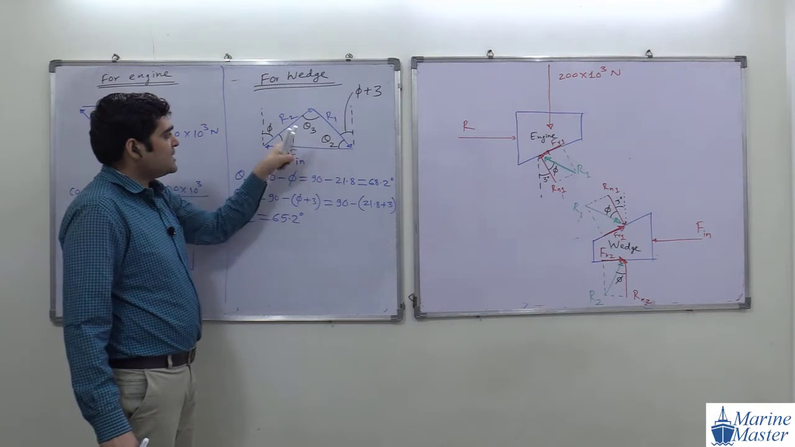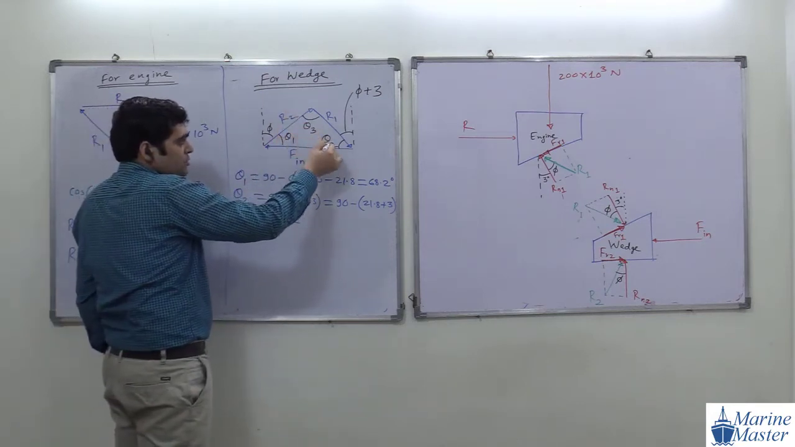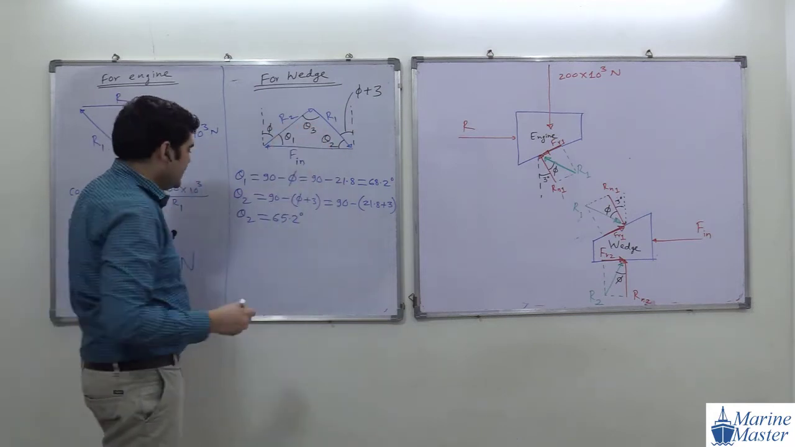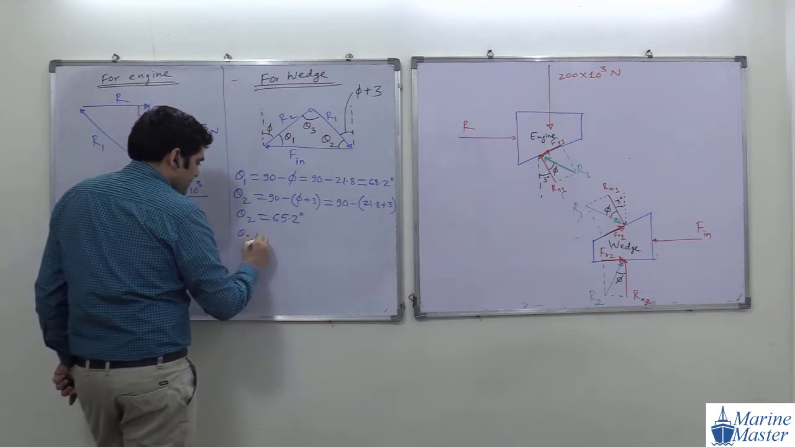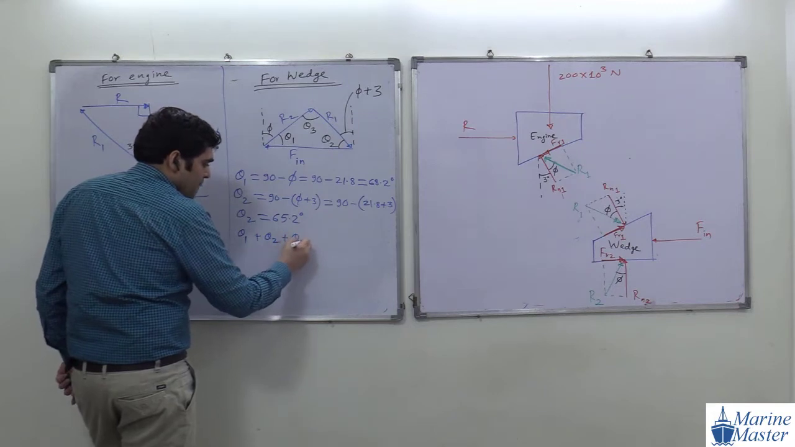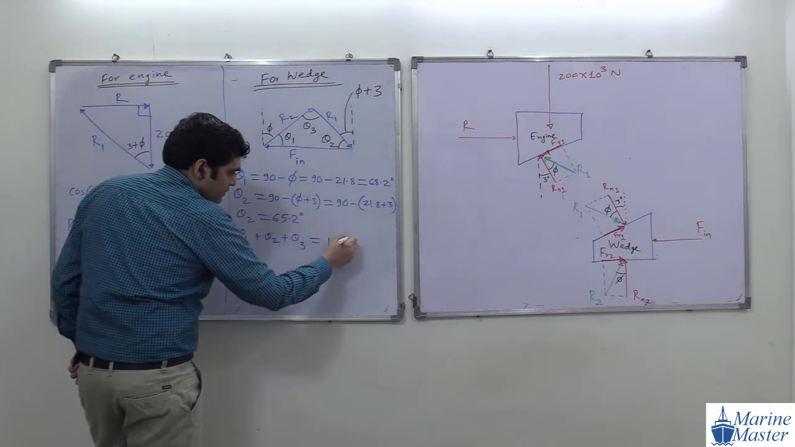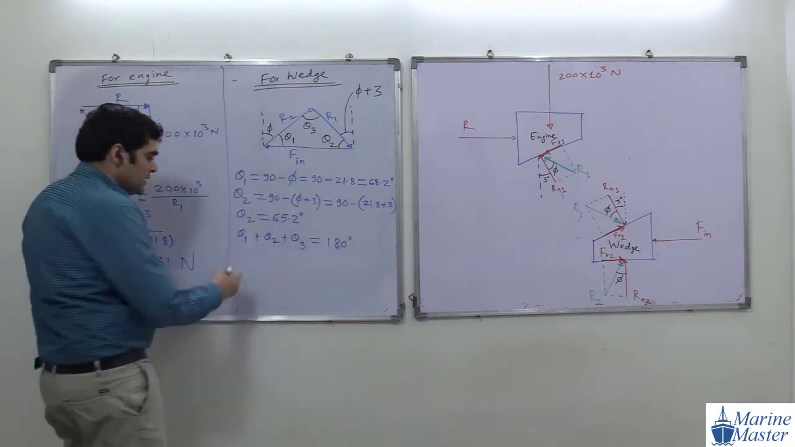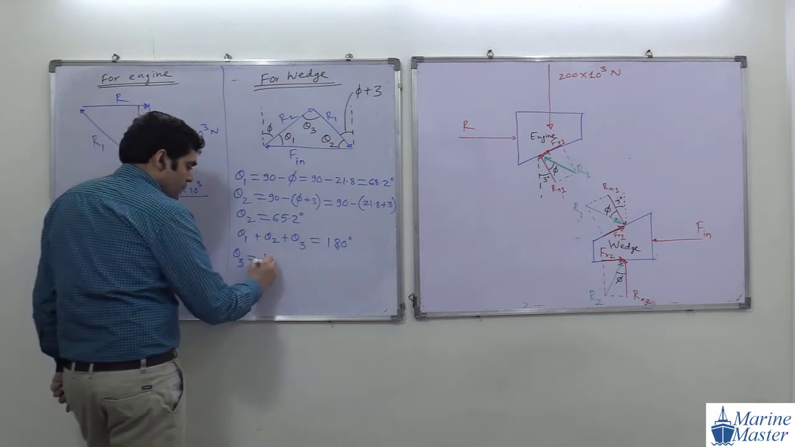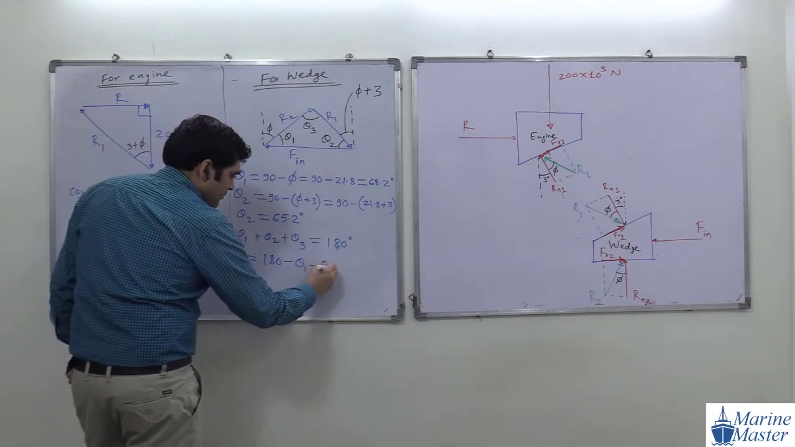Sum of these three angles, theta 1, theta 2, theta 3, will be what, guys? 180 degrees. See the point here, everyone. So theta 3 will be equal to what? 180 minus theta 1 minus theta 2.